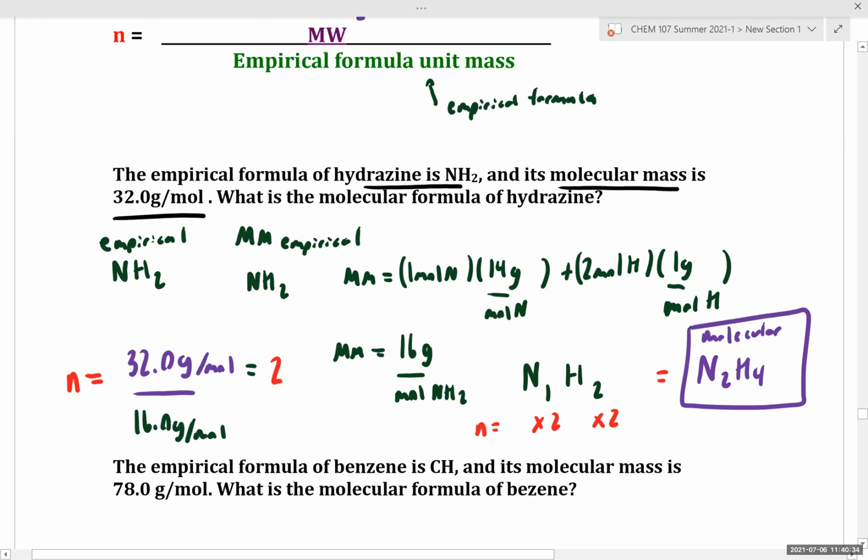Does this process make sense to everyone? Does this process for calculating empirical and molecular formulas make sense? Okay, so let's keep going then.